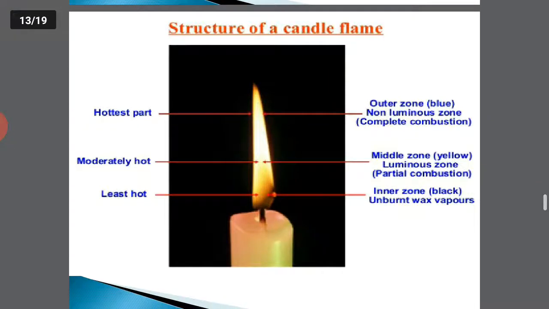Structure of a candle flame. Hottest part, the outer part, it is the outer zone or blue, non-luminous zone, or complete combustion you can call it. Then moderately hot zone, middle zone, yellow or luminous zone. Luminous means which is visible to us. Partial combustion will take place in this zone. Least hot zone, it is the inner zone, black, with unburnt wax vapors over there.